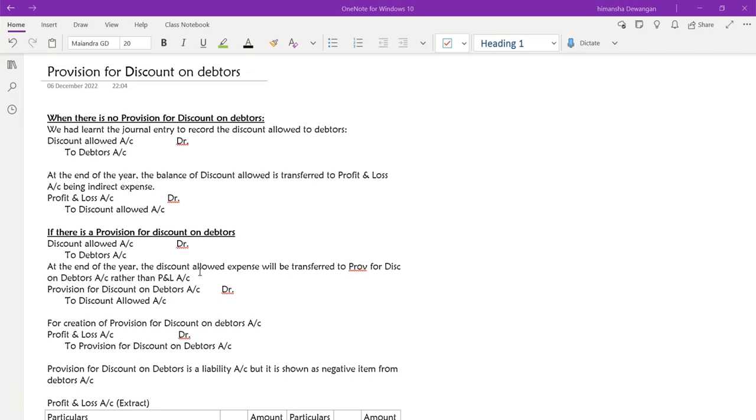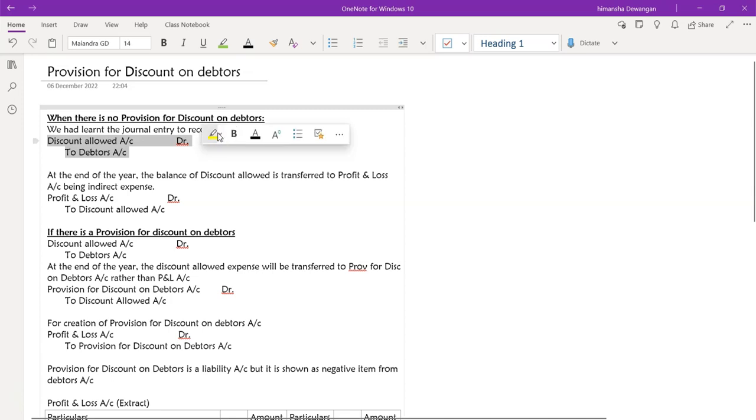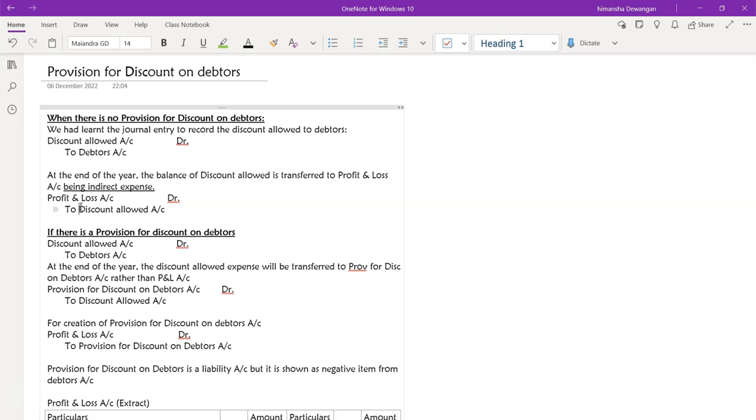So our usual entry is discount allowed account debit to debtors account, right? Can you see here? This is our basic journal entry. Usually we have seen this with the bank account. We receive the money, then we provide this discount to the debtors. Now, at the end of the year, this balance of discount allowed is transferred to the P&L account. Why? Being an indirect expense, right? Here I have written being indirect expense. We have to transfer this discount, so this discount will reduce our profit. For the same reason, we are creating the provision.